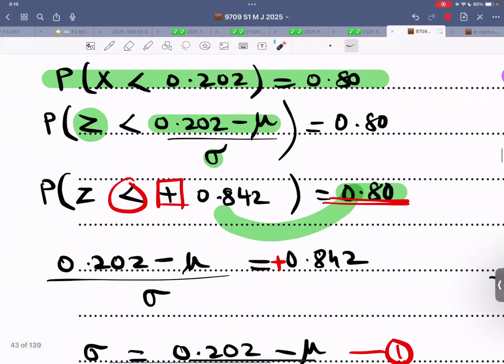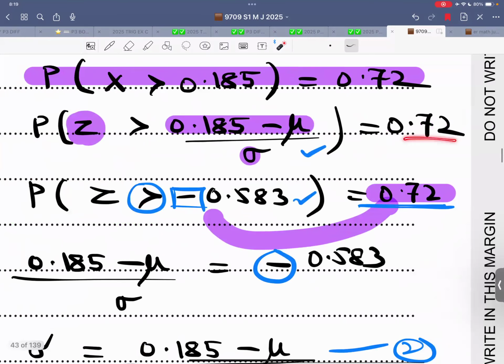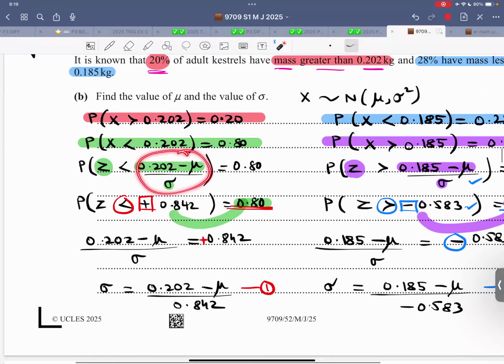Then you should standardize: subtract mu, divide by sigma. For 80%, the corresponding Z value is 0.842, lesser sign, Z value positive. Focus over here. For 72%, the Z value is 0.583, greater sign, negative value. This is standardization. Now what do we do? We take this thing, we equate it to this.